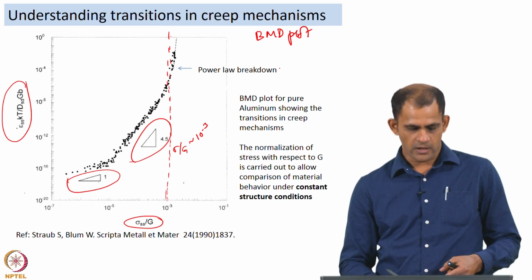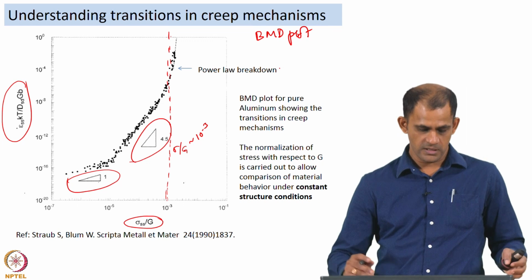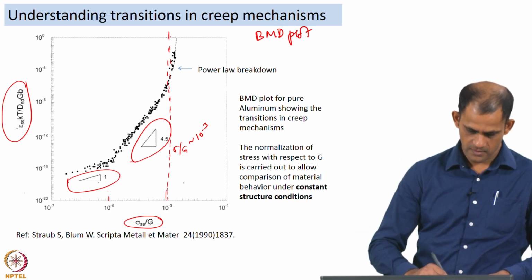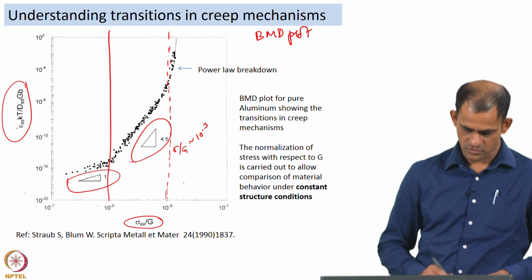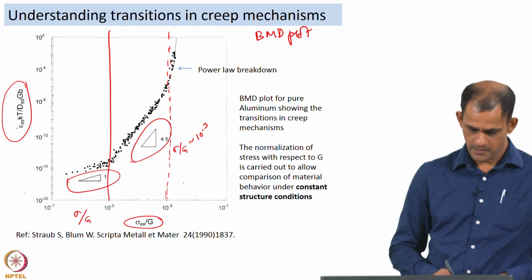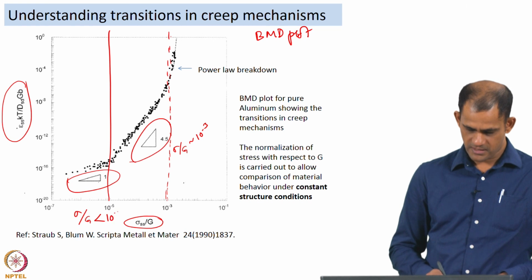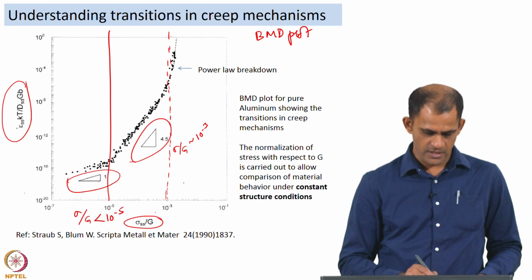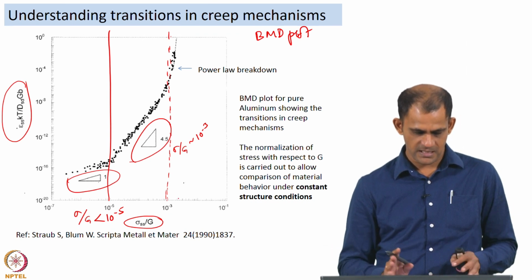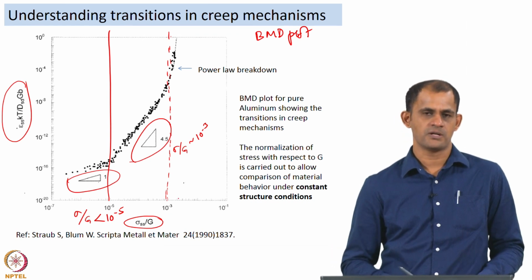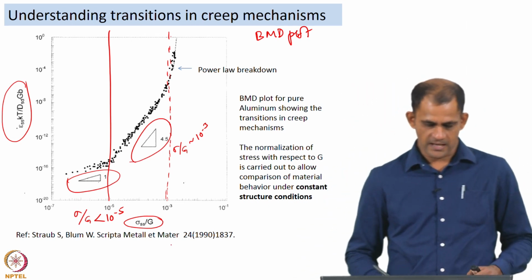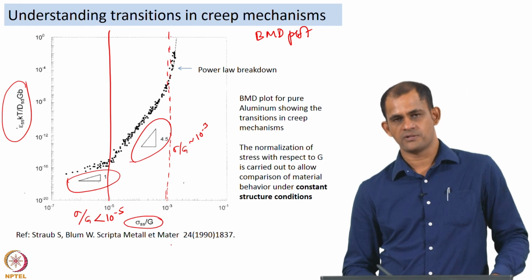So, this plot is basically showing you the transitions in deformation mechanisms that are happening as a function of the normalized stress value. At sigma by G lower than 10 to the power minus 5, you are in the n is equal to 1 regime, and then between 10 to the power minus 5 and 10 to the power minus 3 approximately, you are in the n is equal to 4.5 regime, and at higher stresses you go into the power law breakdown regime.